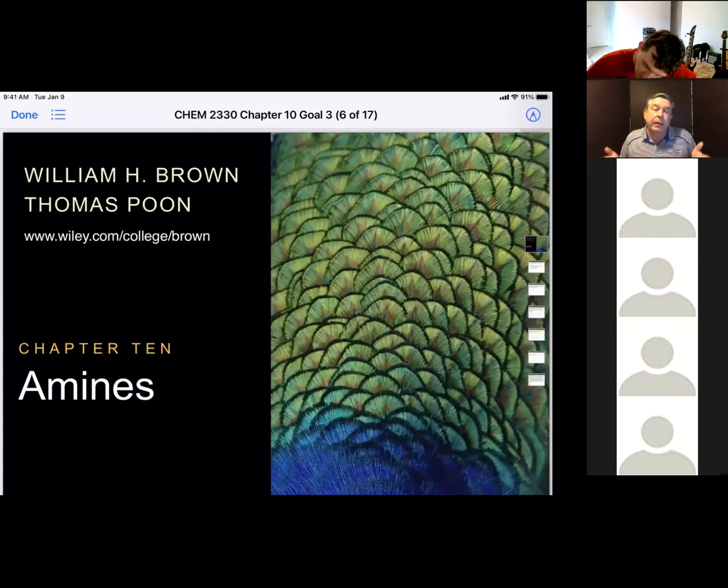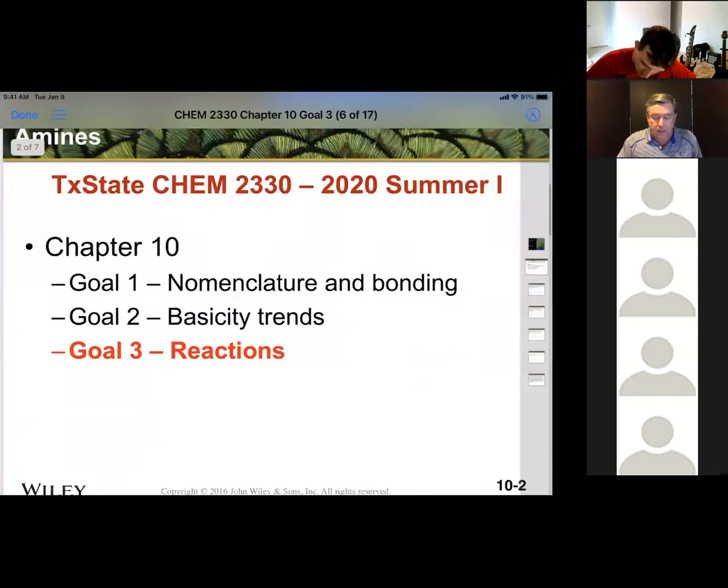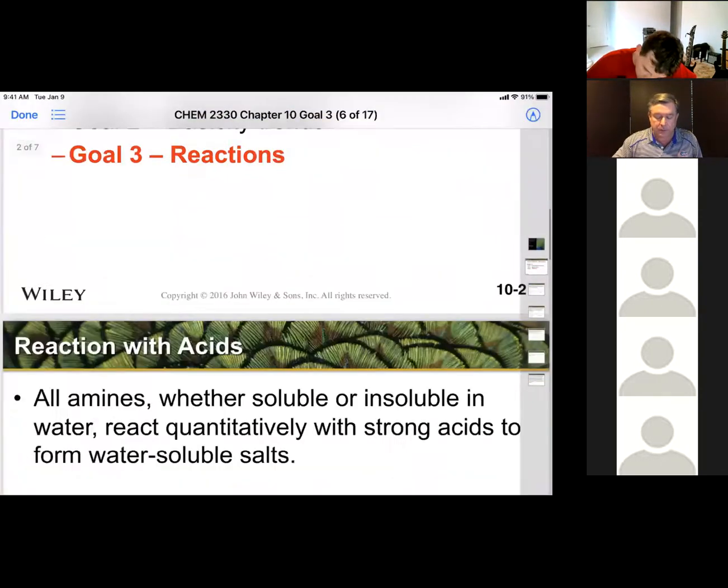We learned that they could be used as bases, and we learned a little bit about base strength in the last section as well. And now we're going to learn a few reactions. We have very few reactions to do with amines, which is why the homework is so short. But what you should focus on is the basicity of the amines, the nomenclature of the amines, and these reactions of the amines. Okay, so we're going to do reactions here.